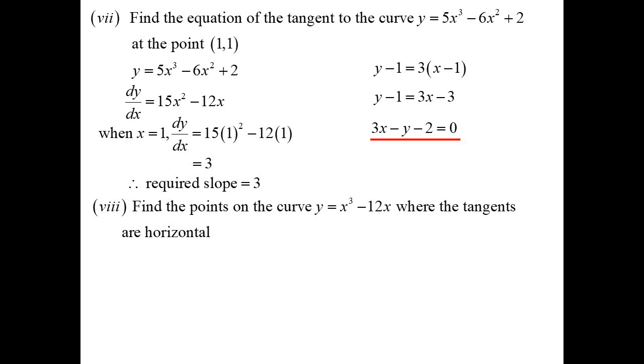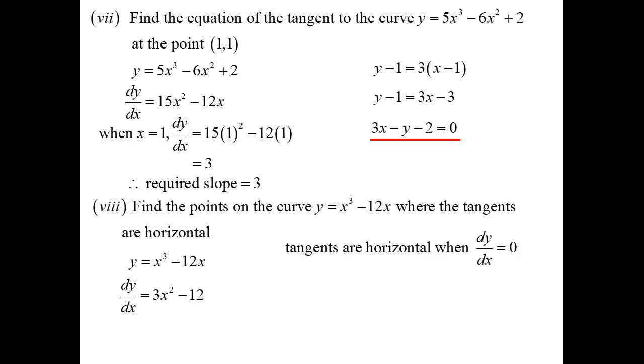Find the points on the curve, another cubic, where the tangents are horizontal. So where would the tangents be horizontal? Well, there's the function, there's the gradient function. What is this question asking me? When are the tangents horizontal? Well, the slope of horizontal lines is 0. So I want to know when the gradient function is equal to 0. Tangents will be horizontal when the gradient function is equal to 0. So we solve that: 3x squared minus 12 is 0. x is plus or minus 2.